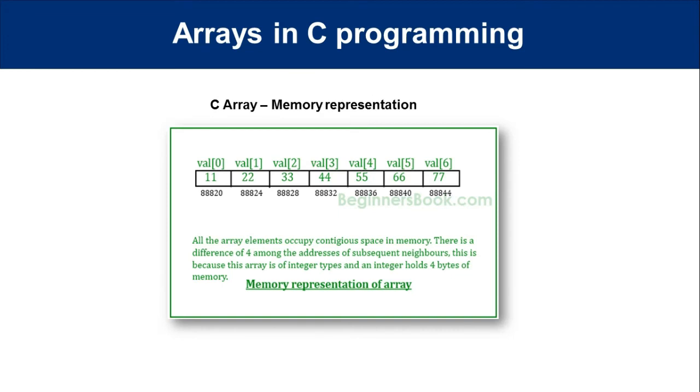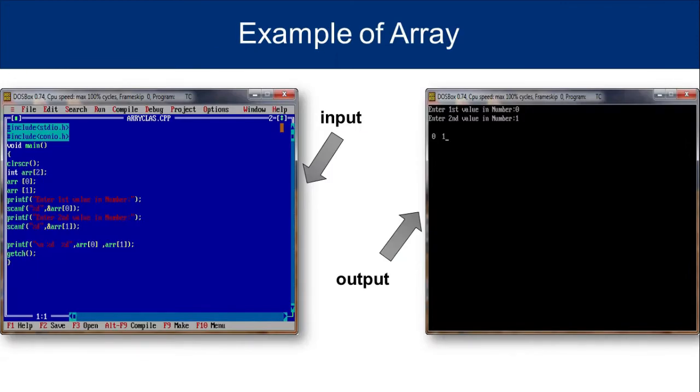C array memory representation. All the array elements occupy contiguous space in memory. There is a difference of 4 among the addresses of subsequent neighbors. This is because this array is of integer type and an integer holds 4 bytes of memory. Example of array.